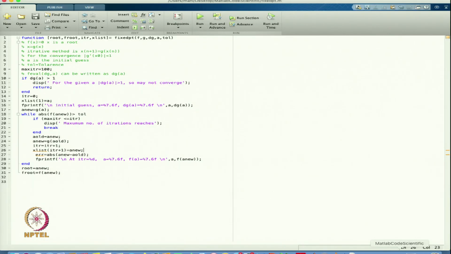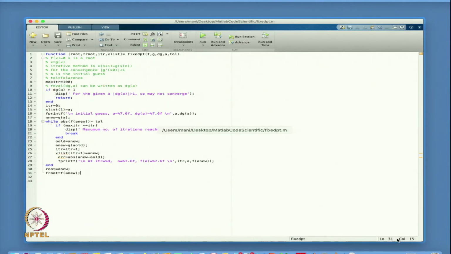So, let us see why it is not giving the value of dg. Okay, at iteration, I have to put ITR here, then the value of a and then the value of f nu and this one. So, that is the error here. So, I have saved this one.